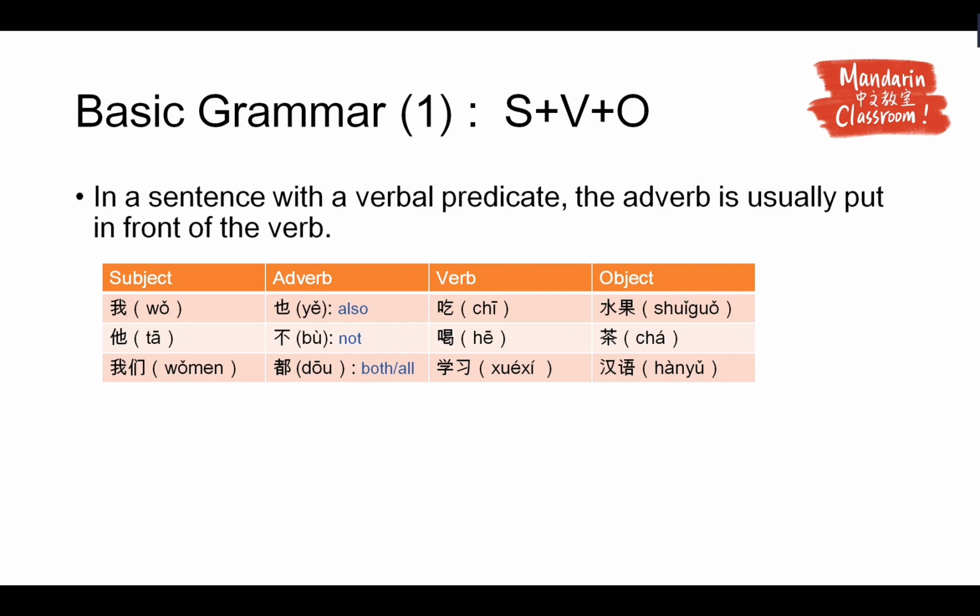我也吃水果 means I also eat fruit. And second, 他不喝茶. He doesn't drink tea. So here, 不 we have mentioned in the pronunciation course. 不 means not. So let's see the last sentence. 我们都学习汉语. So here it means both of us learn Mandarin, or all of us learn Mandarin. Okay.